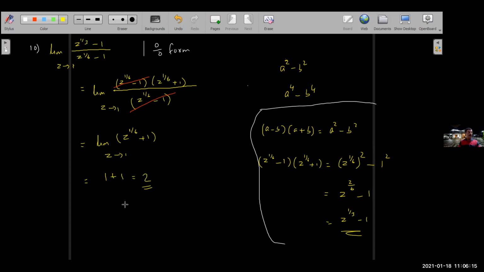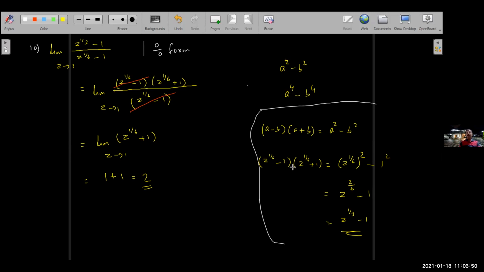Whenever we can substitute the value directly, someone who is in waiting room still now is? No one is in waiting room. Husayf? Sir, I came. You came, okay. Now, so 1 plus 1, 2.